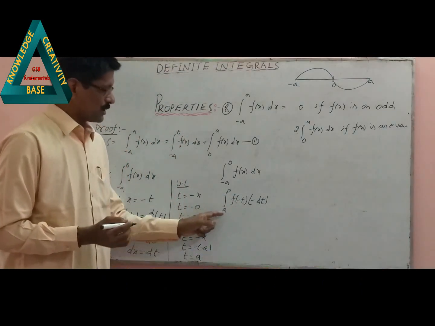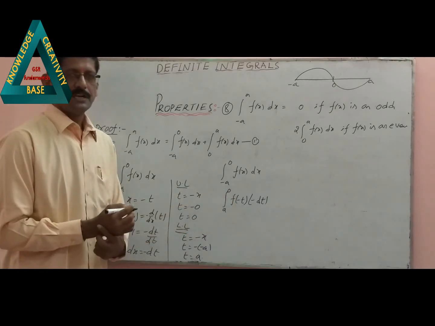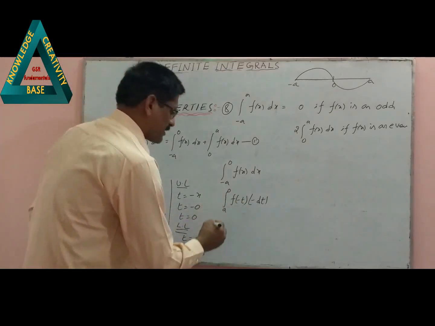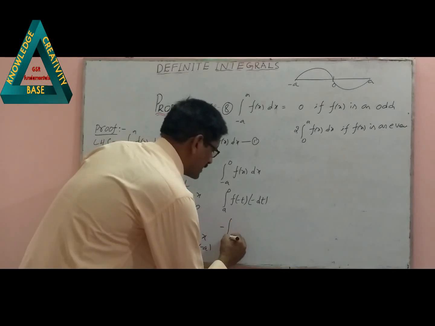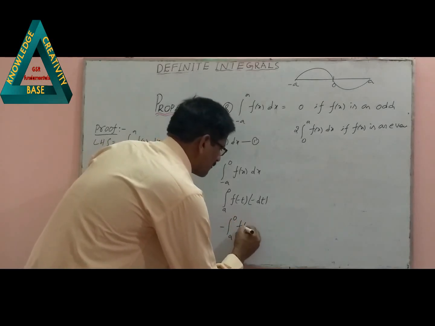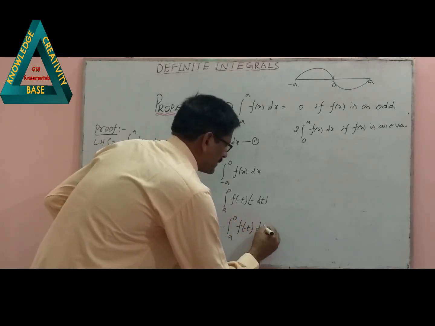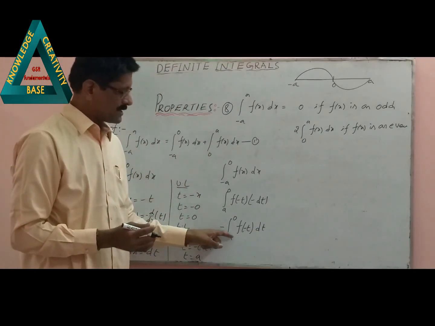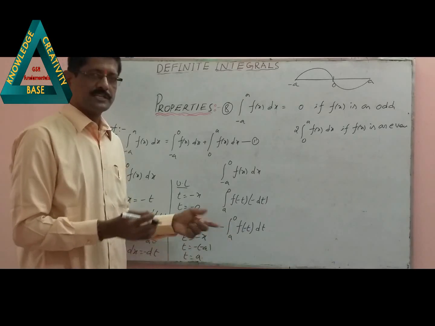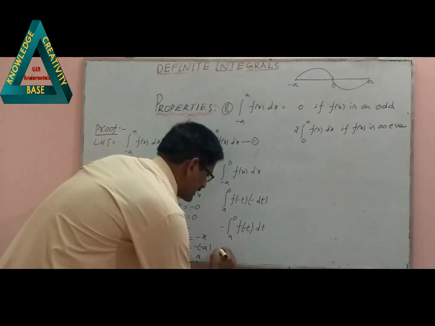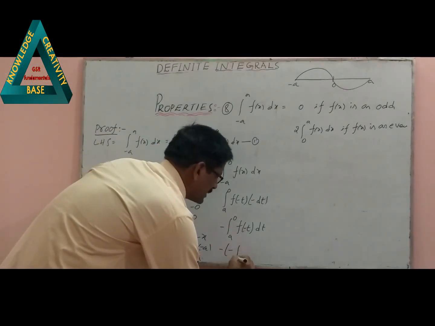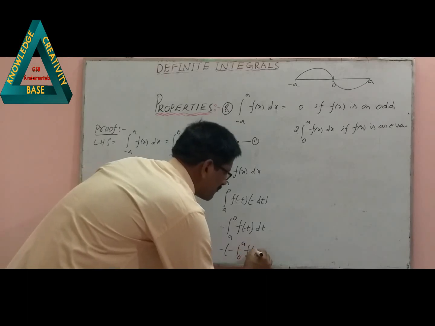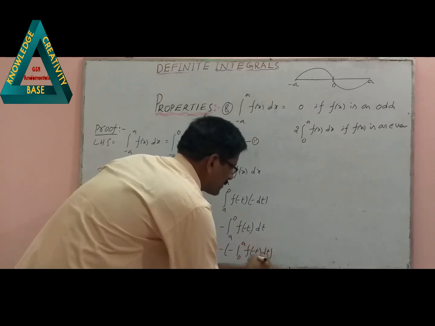That is, a to 0 of f of minus t dt. This minus sign is in front of the integration. Minus integral from a to 0 of f of minus t dt. But interchanging the limits, the upper limit is a and the lower limit is 0. Interchanging the limits, we get minus of minus integral from 0 to a of f of minus t dt.